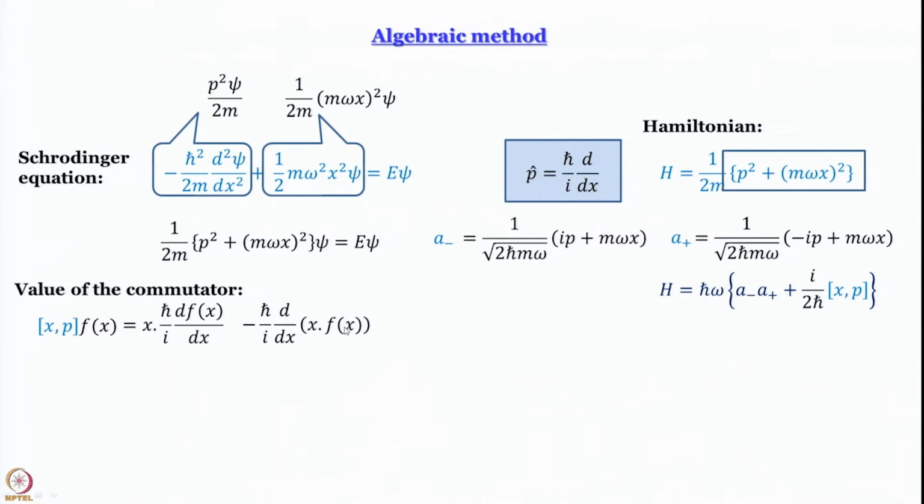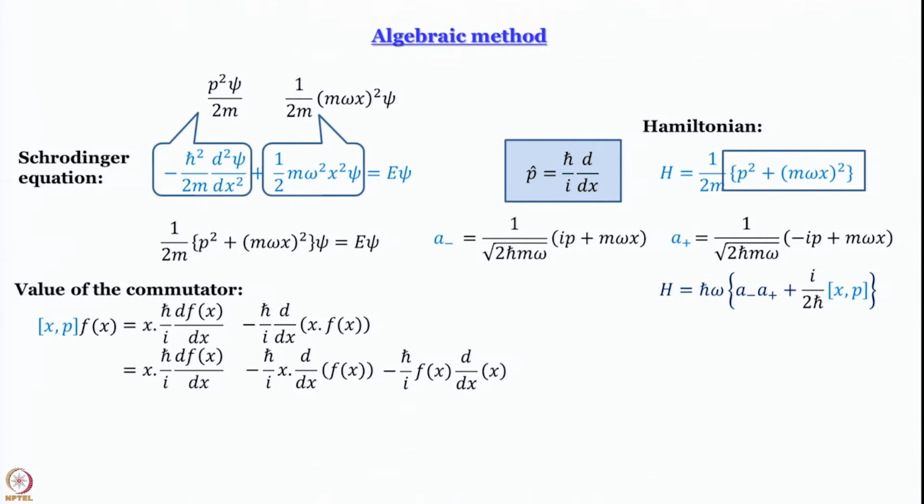Of course, you know very well what to do when you have to differentiate a product: d/dx of uv is equal to u dv/dx plus v du/dx. Let us do that. The first term remains the same. In the second term, I can take x out and write minus h cross by i x multiplied by d/dx of f(x). Then f(x) comes out, so I get minus h cross by i f(x) d/dx of x.